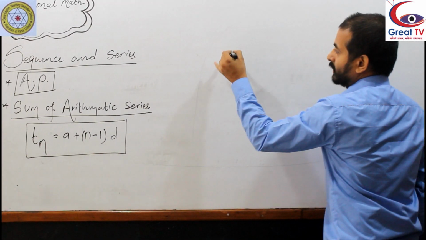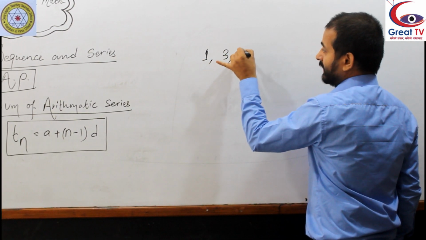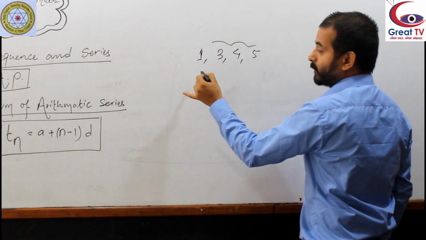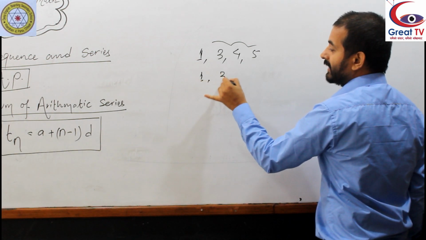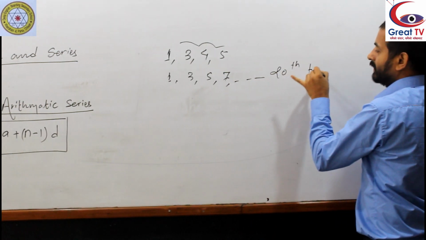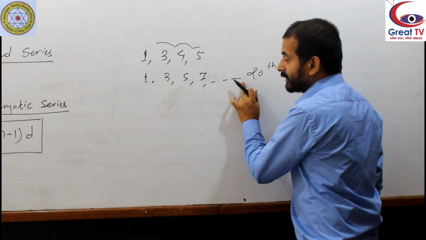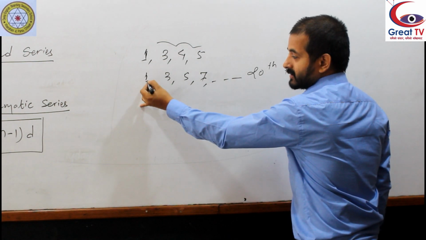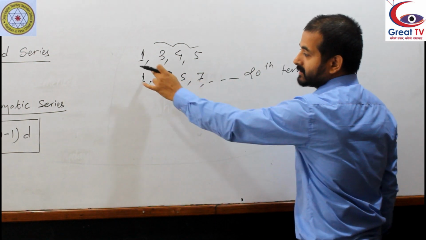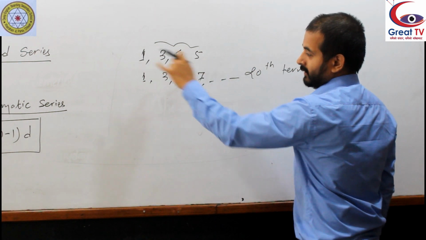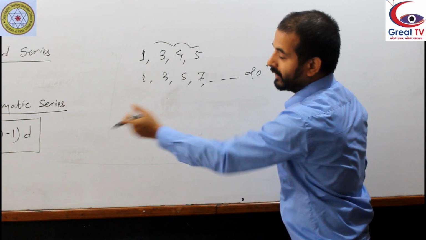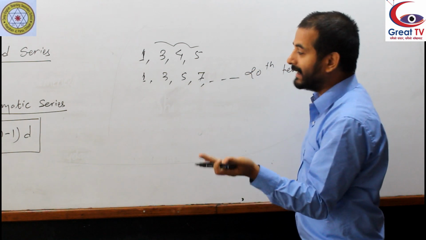For example, we might find 1, 3, 4, 5, which is not in order. But if it goes 1, 3, 5, 7, up to the 20th term, we can get the 20th term, because there is a difference of 2 between the first term, second term, third term, fourth, fifth, sixth, and so on up to the 20th term. The 2 has been added on each step, so it is called an arithmetic progression. And up to 20 we can get the terms.